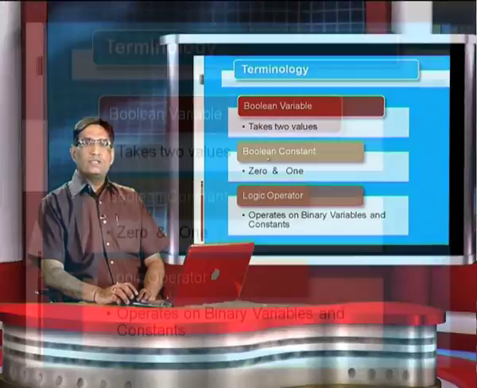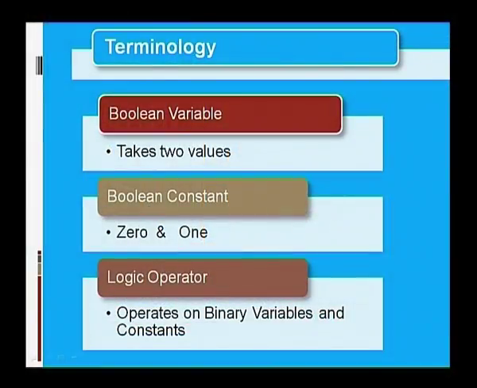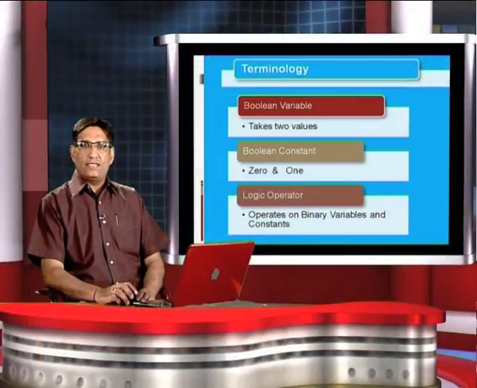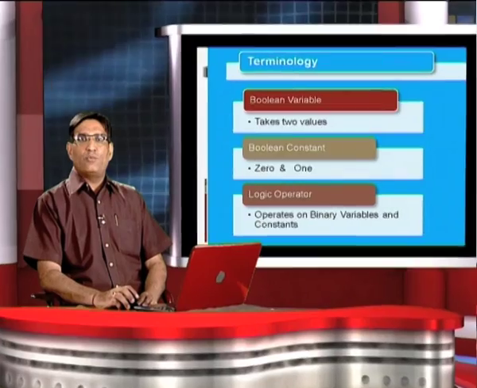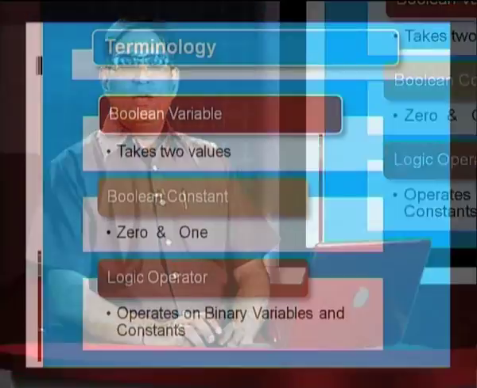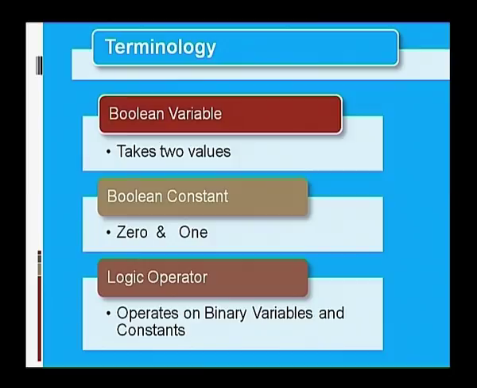Now the second is the Boolean constant. We say that a symbol whose given value does not change until and unless it is changed programmatically is termed a constant. So again there are two Boolean constants, one is 0 and the second is 1. That means if I say x is a variable, then x can have two values, 0 or 1. If I say x equals 1, then x becomes a constant.